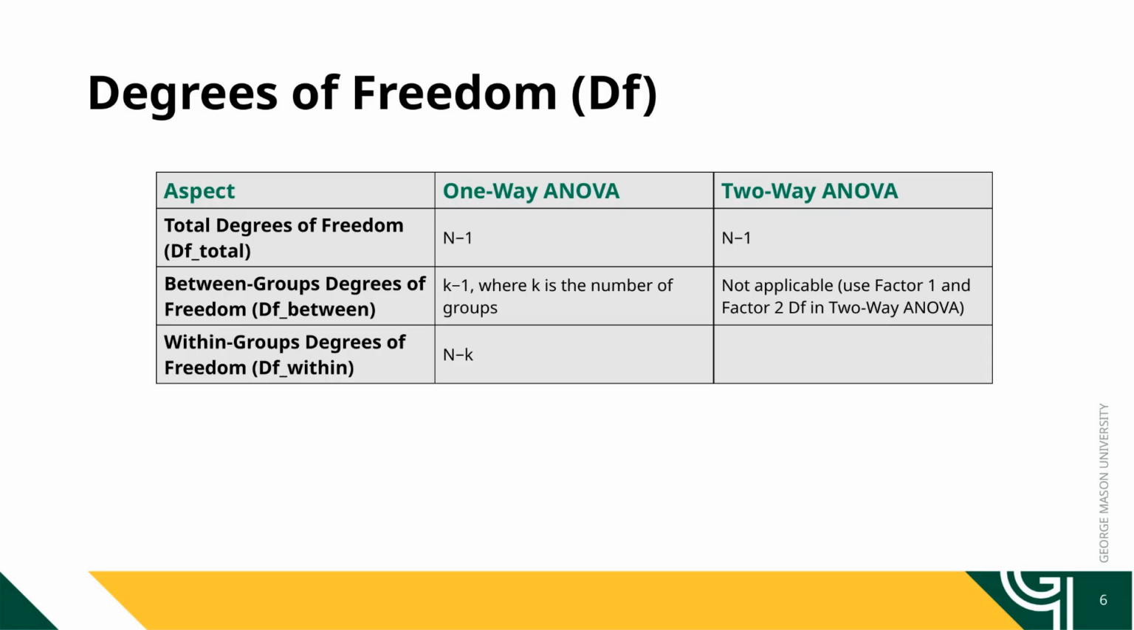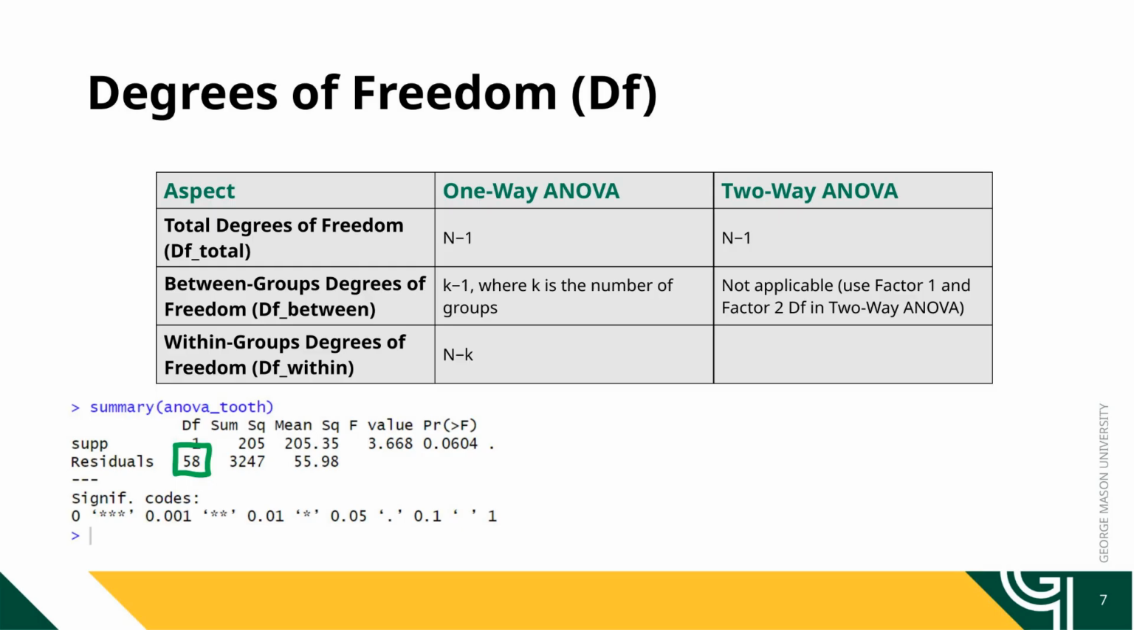In one-way ANOVA, the within groups degrees of freedom, n-k, represent the variability within each group that is not explained by the factor being tested, where n is the total number of observations and k is the number of groups. Here it is 58, indicating 60 total observations, as 60 minus 2 is 58.